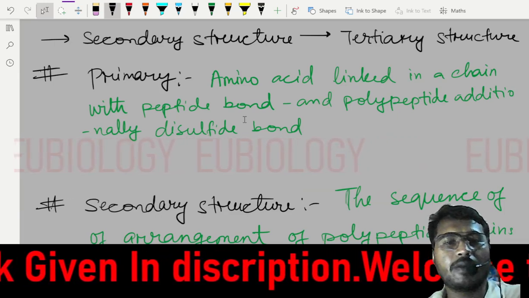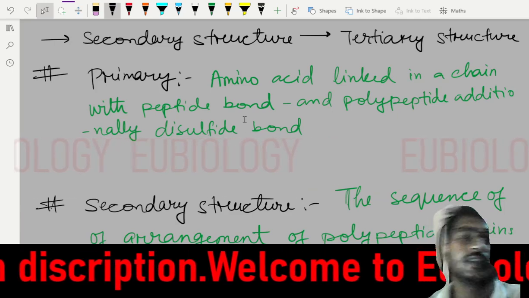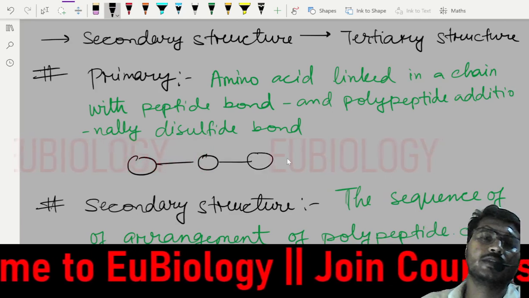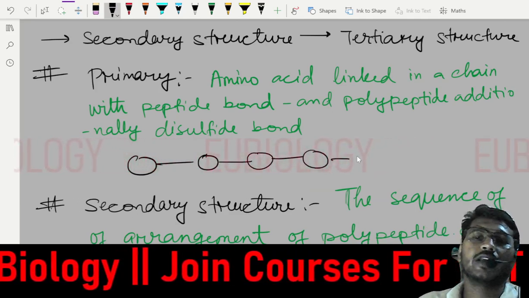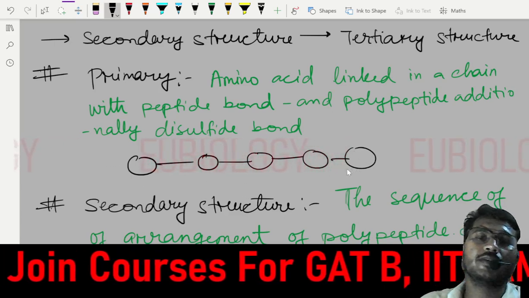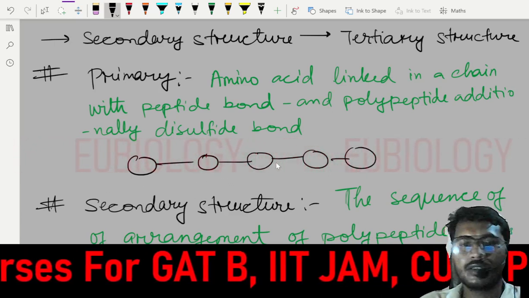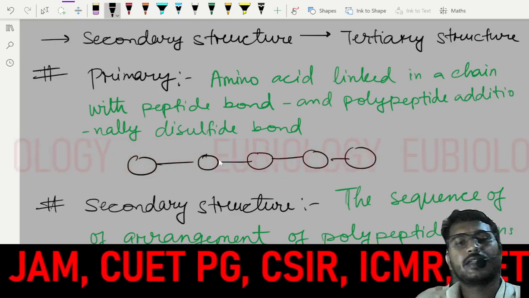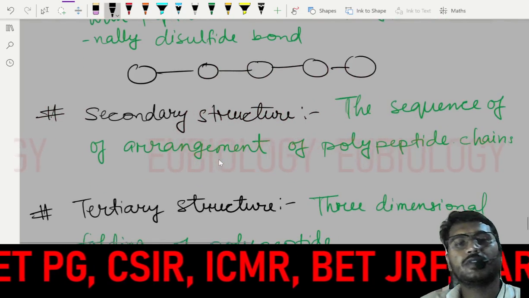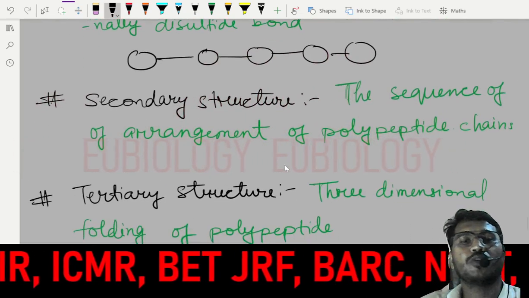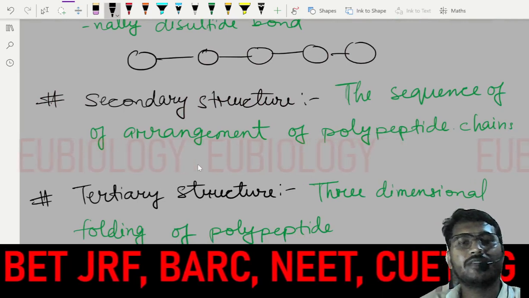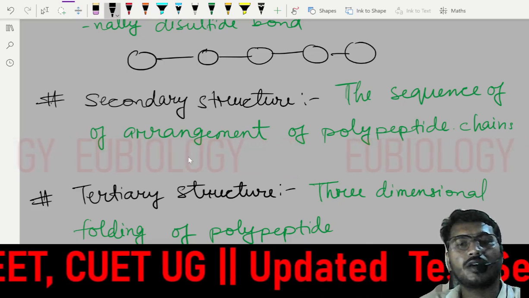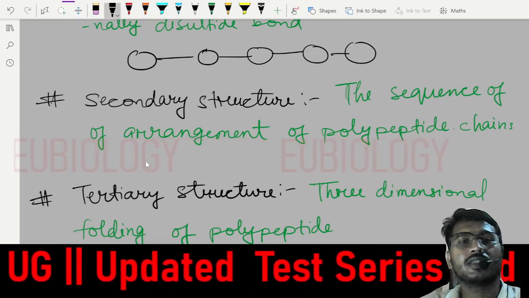So there is a peptide bond between two amino acids, and there is just a chain of the amino acids which looks like this, just a chain. Or it can be a polypeptide, meaning so many chains will be there, but it will be one simple long chain. Now what is the secondary structure? Now the chain which you're seeing here will get a proper sequence in the arrangement. The arrangement of a polypeptide chain, that will be called a secondary structure.